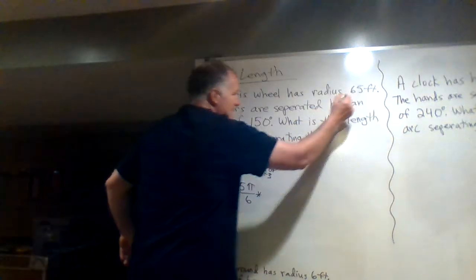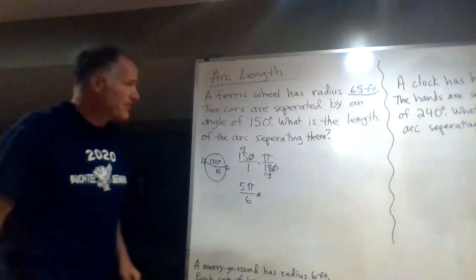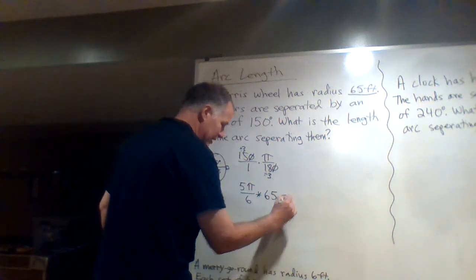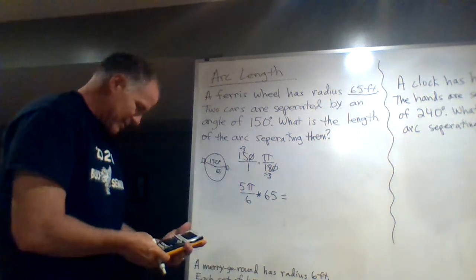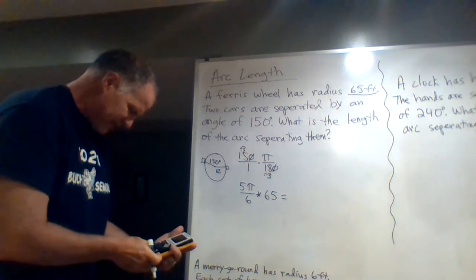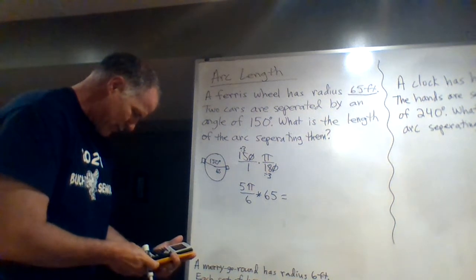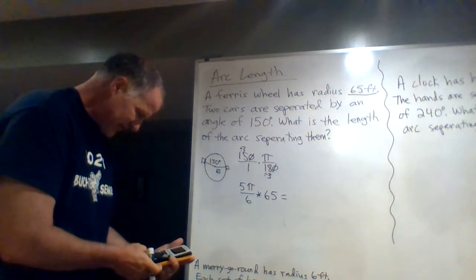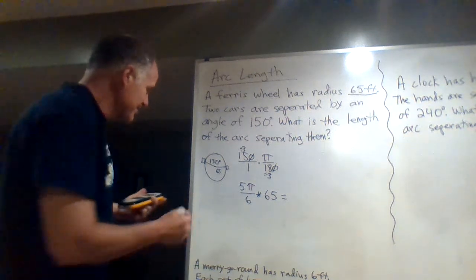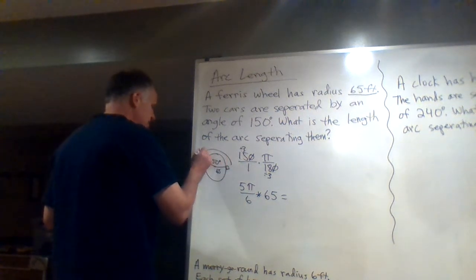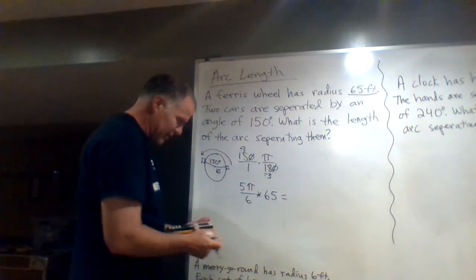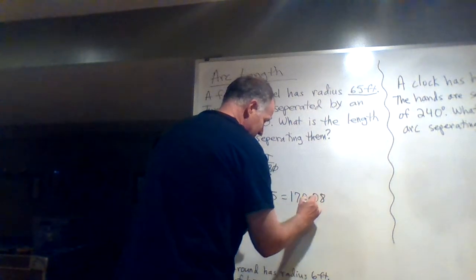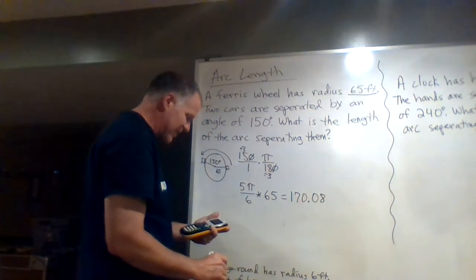And then remember, our radius up here is 65 feet, so times 65 feet. We've been doing this the last couple of videos, so this should be kind of easy. So now 5 times 3.14 divided by 6 times 65 feet. This is going to be a long distance, I'm sure. If you look on your calculator, 170.08. There are more numbers, but that's all that we need.